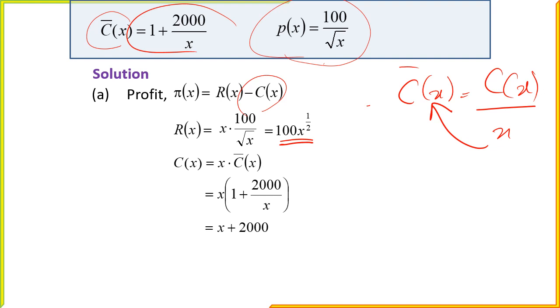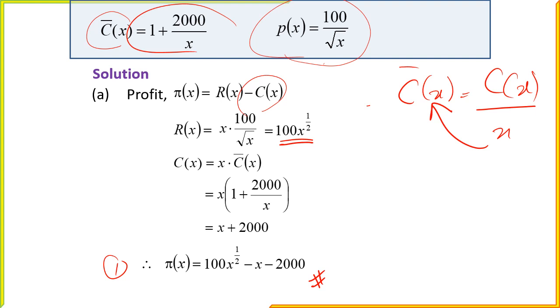Now to find pi, the profit function, revenue minus cost. So 100 x to the power of 1 over 2 minus x plus 2000 in the bracket. So it will be 100 x to the power of 1 over 2 minus x minus 2000. So this is our profit function. We are not finished yet, we just found out our profit function.